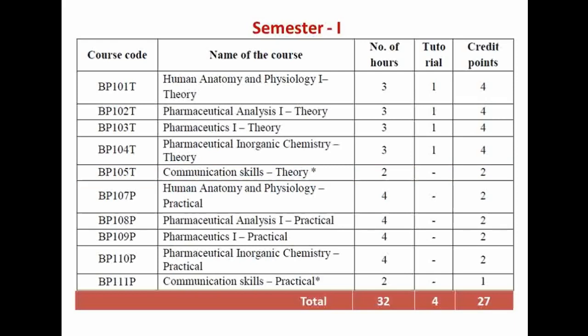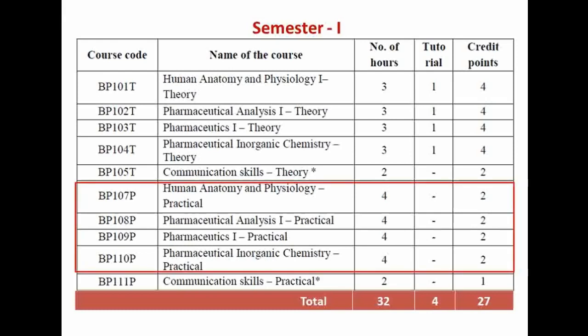Next is the practical subject. Number of hours allotted per week are 4. Tutorial hours are not assigned since it is a practical subject. So total hours becomes 4. As per the formula, it is multiplied with 1 by 2. So you will get the credit points 2. So the credit point 2 is same for all the practicals of university subject.